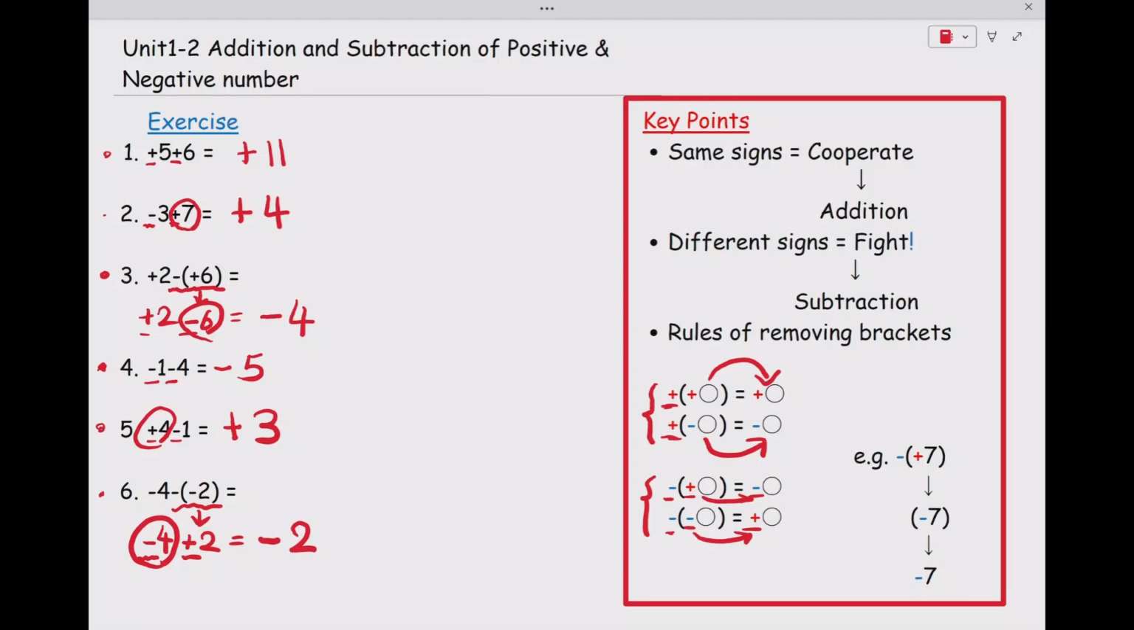In the next video, we will talk about multiplication and division of positive and negative numbers.